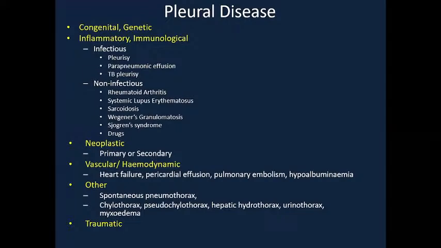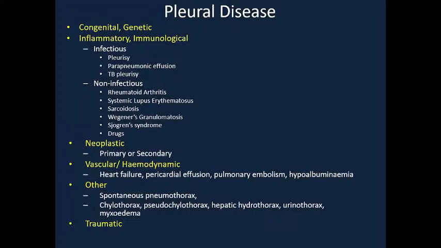So when we look at pleural disease, this is a basic classification. Anytime you see pleural disease, these are some of the things you need to think about. Is what you are dealing with congenital or genetic? More often than not, we don't see congenital genetic diseases in adulthood. These would generally be seen in children, but occasionally you could find congenital origin.